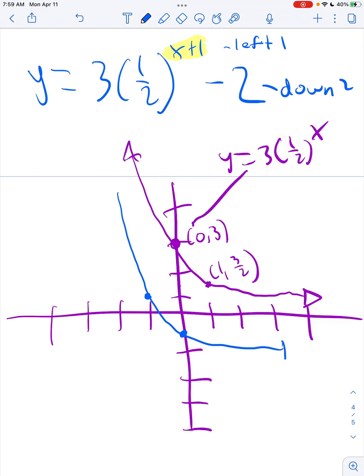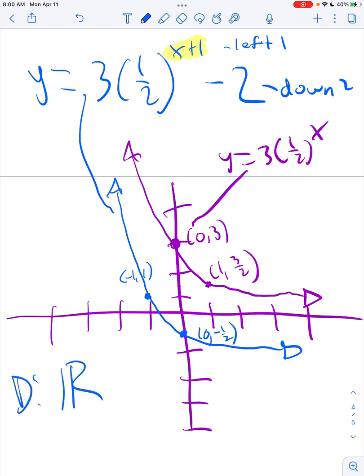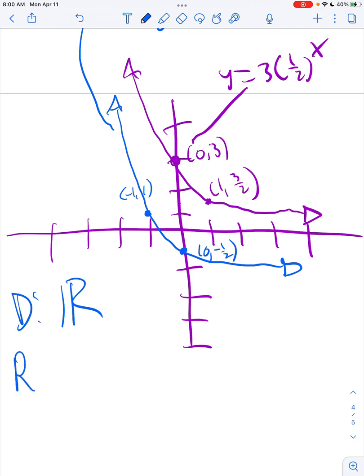So now when I graph my new function, I'm going to have this, okay, this is this function right here. Let's label our points. So I'm going to call this -1, 1, and then this is 0, -1/2. And then my domain, again, there's no holes on the left or the right, so it's all reals.